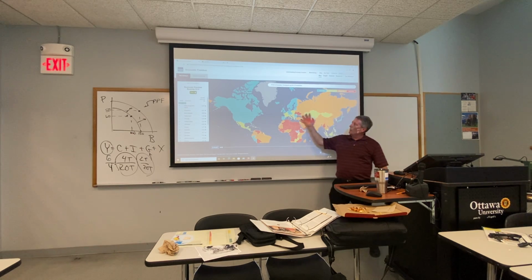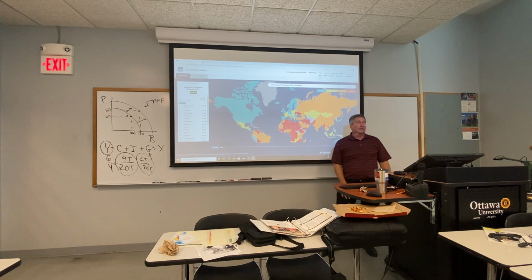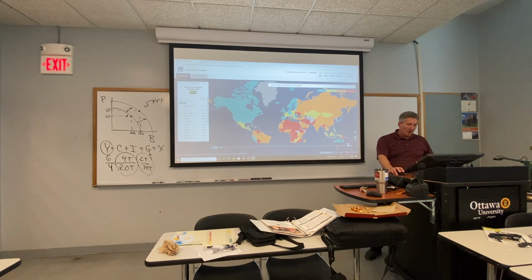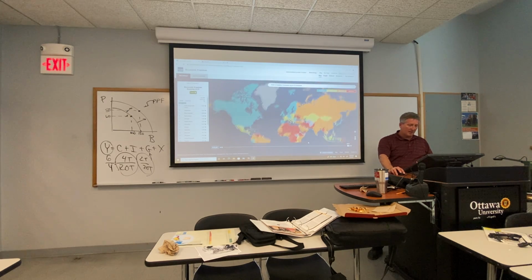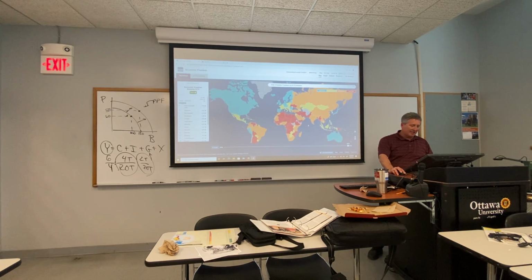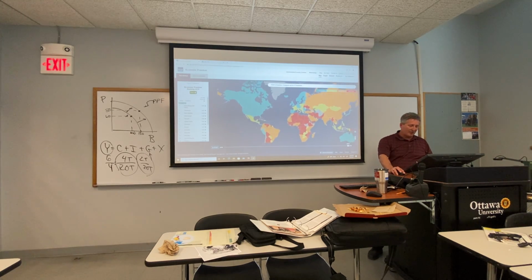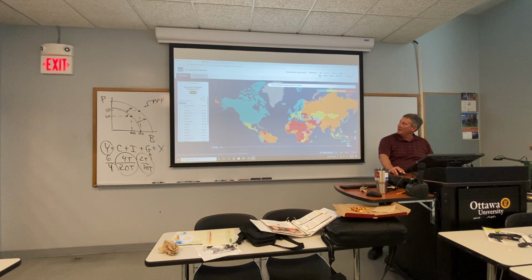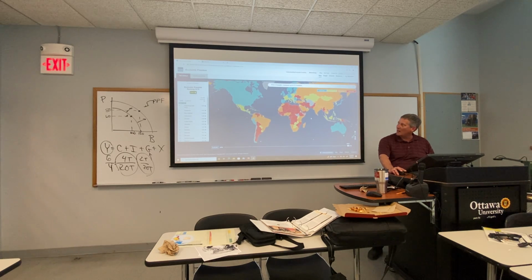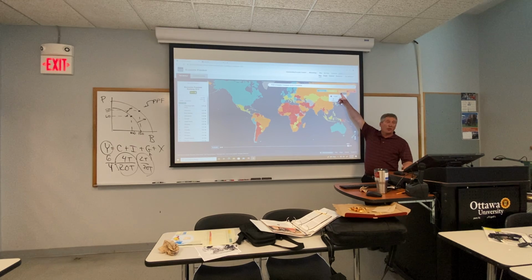And so around the world, this is what economic freedom looks like. Where do you see the least amount of freedom, just eyeballing this? Where do you see the most? Where's the red? The least free is the red. Where do you see the least free countries? Africa, right? And quite a bit in South America. So the orange is the third quartile.